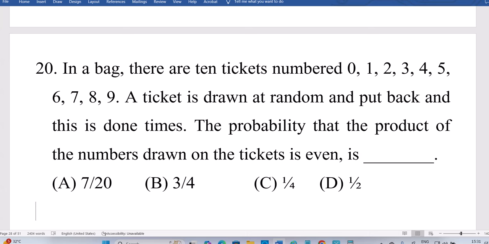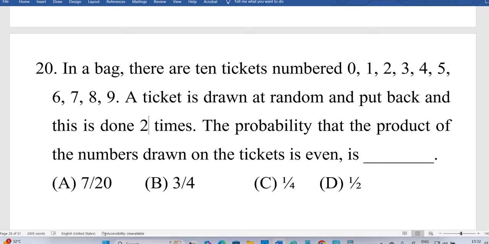10 tickets, a ticket is drawn at random and put back. There one line is missing and this is done. Some number is required 5 times or 3 times like that. Okay, maybe 2 times and this is done 2 times. I think there is some number missing. Let's say okay, a ticket is drawn at random and you put back. Again you replaced. The probability that the product of the numbers drawn on the ticket is even.